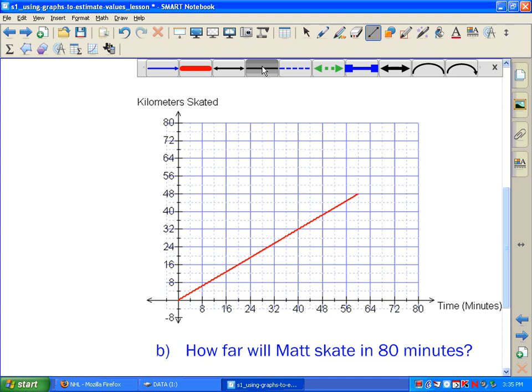Okay, now you can pause this video so everyone gets rulers, and then continue it when everyone does have rulers.